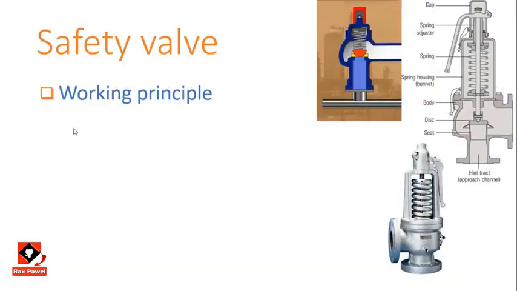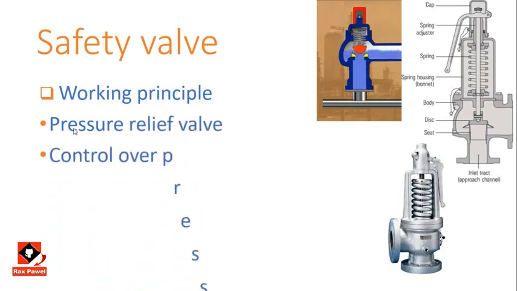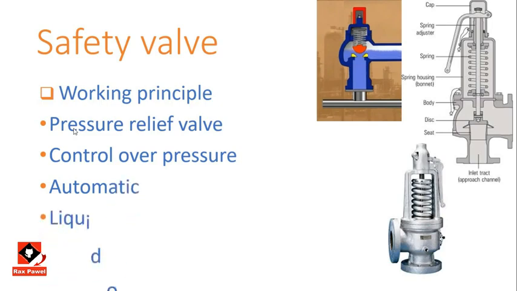Working principle of safety valve. Allowable pressure is balanced by a spring, and overpressure conditions in the system are controlled by releasing the flowing fluid out of the system as shown here. Also known as pressure relief valve. When the pressure increases, it works automatically to ensure safety. They can be used for both liquid and gases and are commonly seen in steam lines.